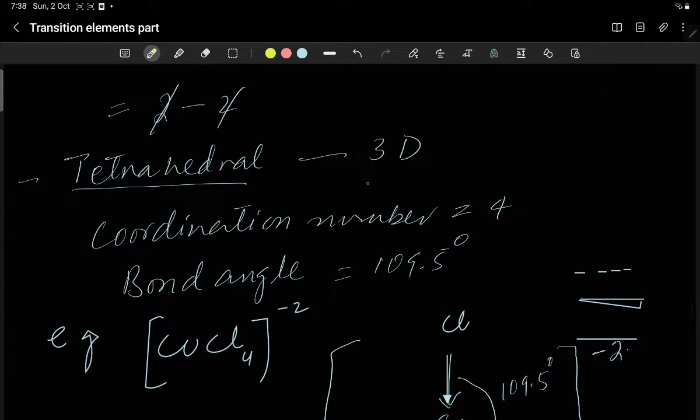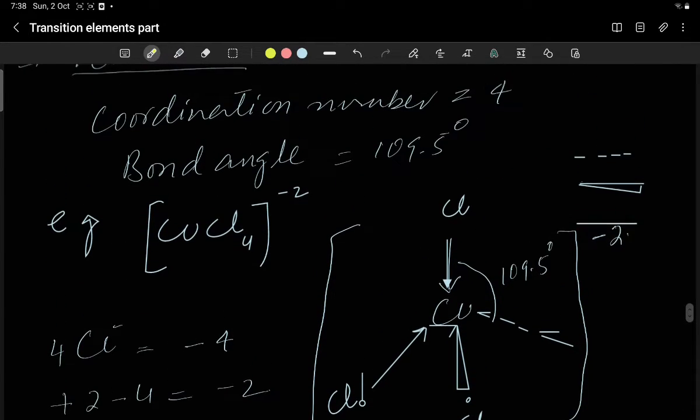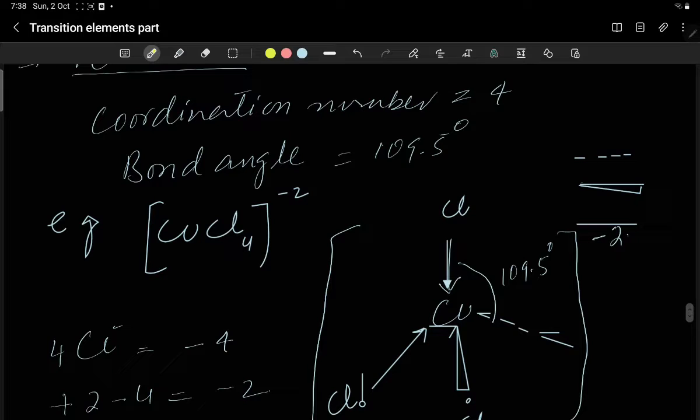Next shape is tetrahedral. This is a 3D shape with coordination number 4. The bond angle is 109.5 degrees. You know that a 3D shape can be drawn using a wedge line, a dotted line and solid lines. The dotted line represents a bond behind the screen, the wedge is the bond towards you, and the solid line is in the plane of the screen.